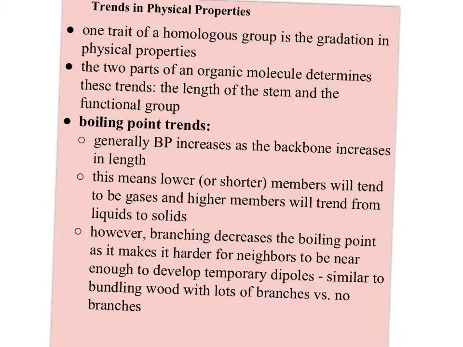But branching is going to decrease the boiling point because, as I mentioned earlier, it makes it harder for the neighbors to be near enough to develop temporary dipoles. You just can't get as much surface area in contact with the neighbors. So it's similar to trying to bundle up and carry wood with lots of branches versus carrying pieces of wood that have had the branches cut off or removed from them.